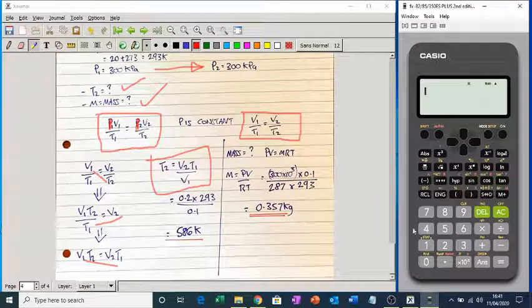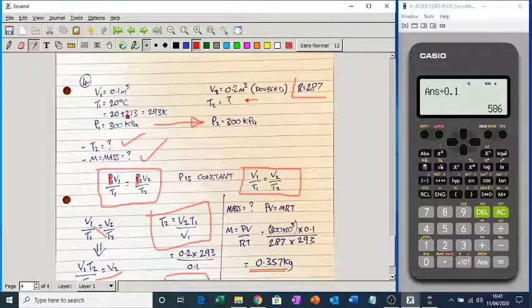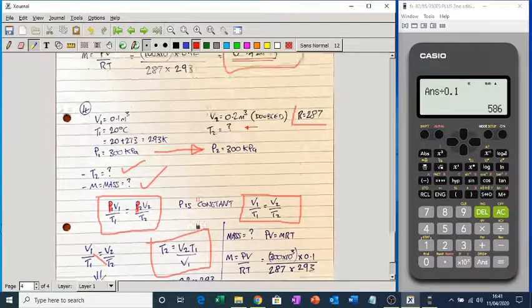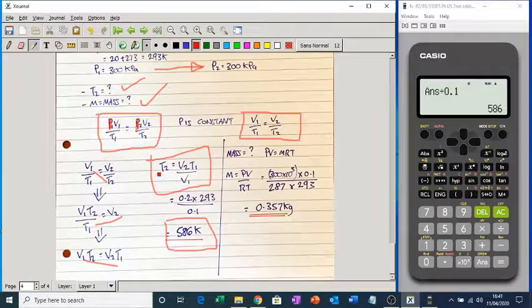Put that in your calculator. 0.2 times by 293 equals that, divided by 0.1, 586 Kelvin. Thank you very much. So if we double the volume and keep the pressure the same, the temperature goes to 586, which is an increase. Next thing, find the mass.